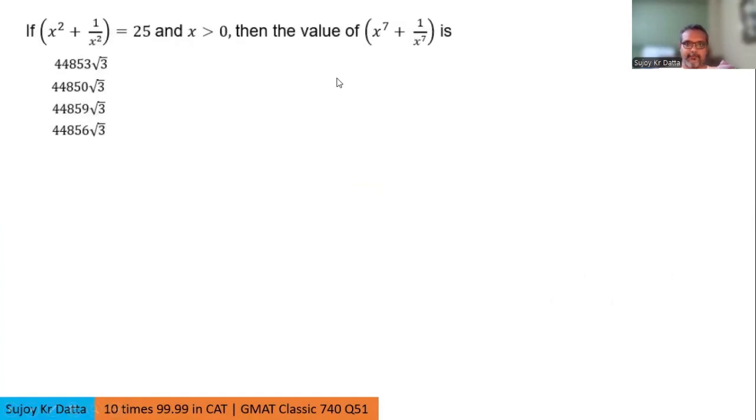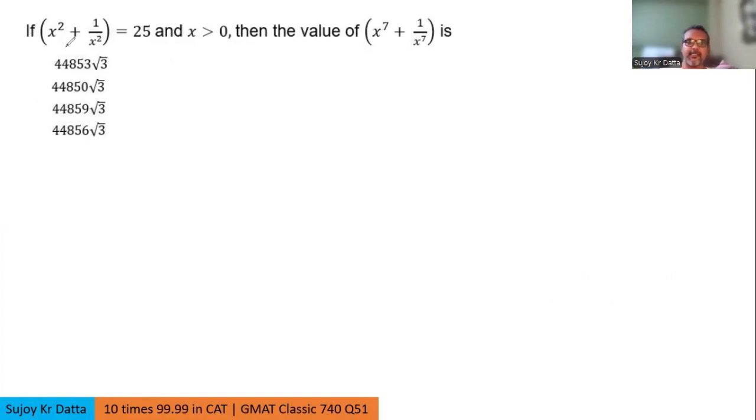So this one is saying x squared plus 1 over x squared is 25 and x is positive. Then you have to find x to the power 7 plus 1 over x to the power 7. If you try doing this with a binomial expansion, like x plus 1 over x to the power 7, that would be a little complicated.